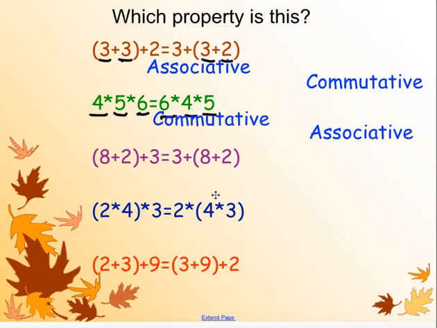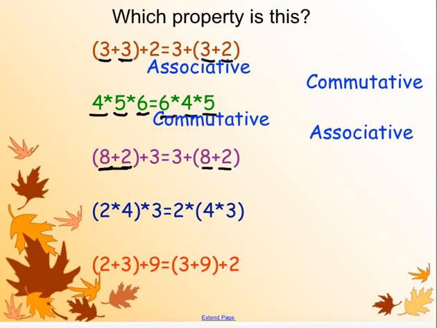Okay, let's keep going. Well, we see parentheses, so maybe we're thinking it's associative. So let's look and see if those parentheses are grouping anything different. In the first part, we have 8 and 2. In the second part, we have 8 and 2, which means we didn't change the grouping. So maybe, instead of changing the grouping, maybe we changed the order. And we do see that we did change the order.